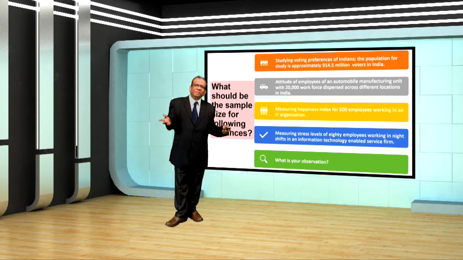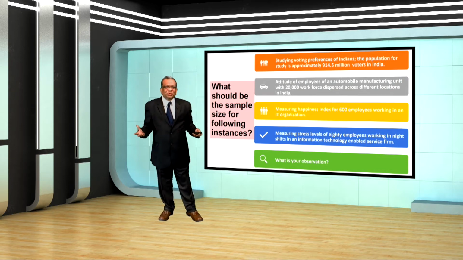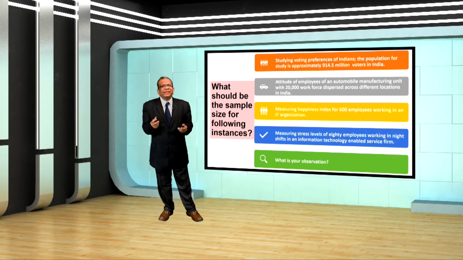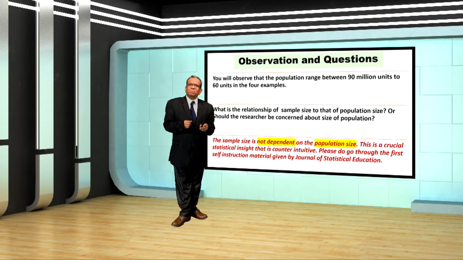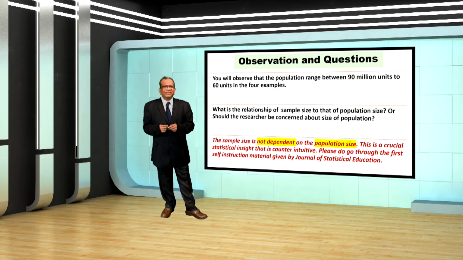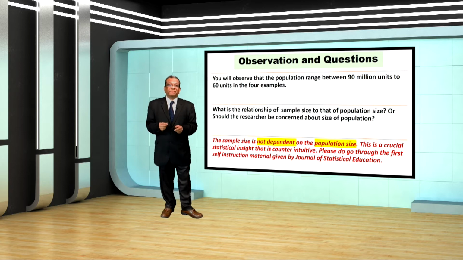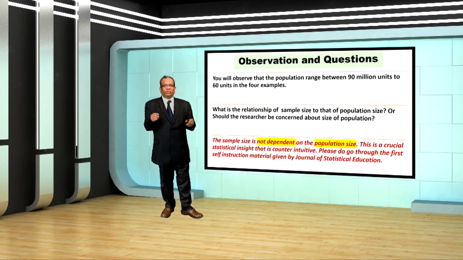Can it be the same? Can it be different? Or can it be very large or very small? Now, you have all these issues while thinking about the sample size. How much do I have to take in order to really make a decision about the population? Observation questions. You will observe that the population ranges between 90 million units to 60 units in 4 examples. What is the relationship of sample size to that of population size? Or should the researcher be concerned about the size of population?